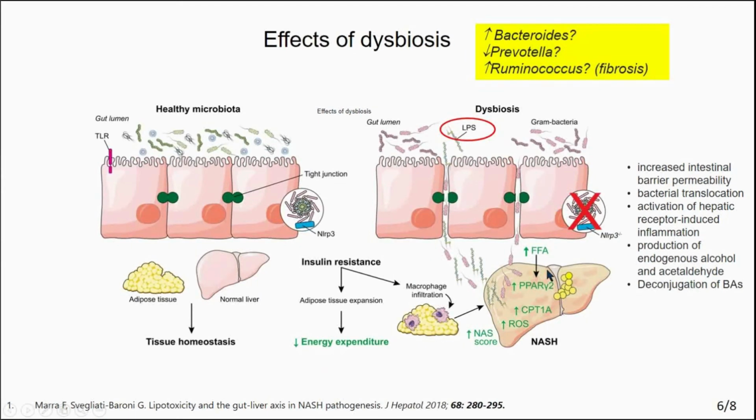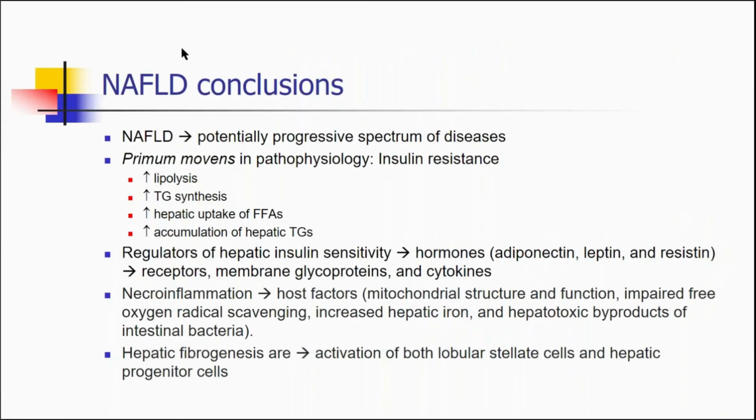So what can we honestly conclude from this presentation? Well, NAFLD is an emerging problem. Liver steatosis is an emerging problem. The hepatic counterpart of metabolic syndrome is liver steatosis.